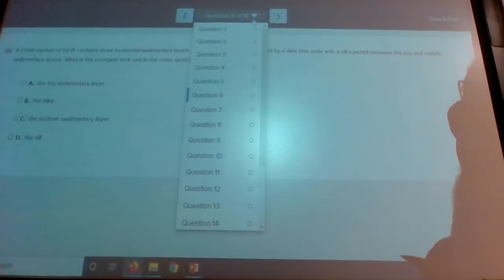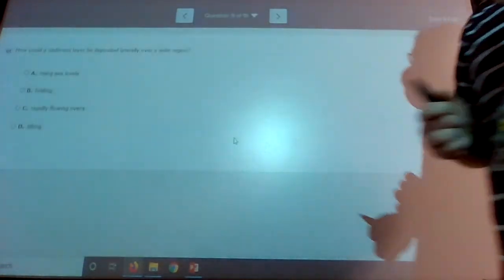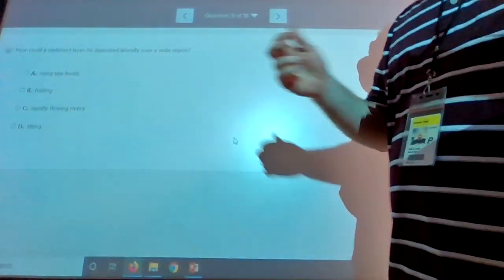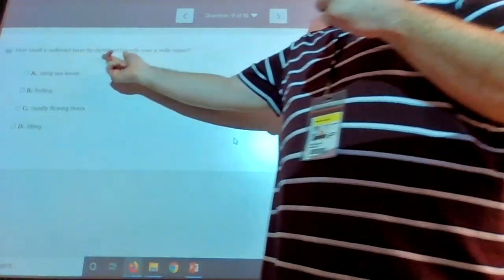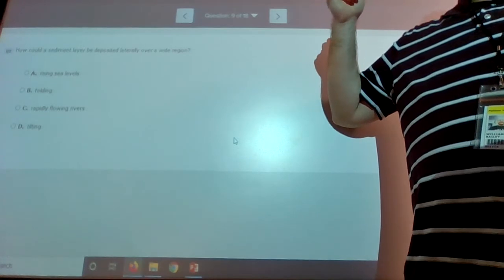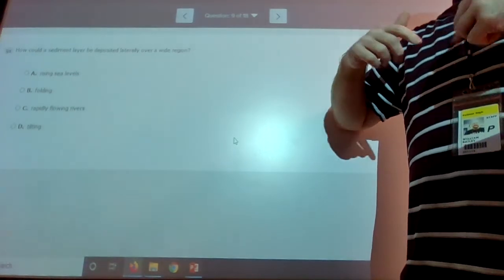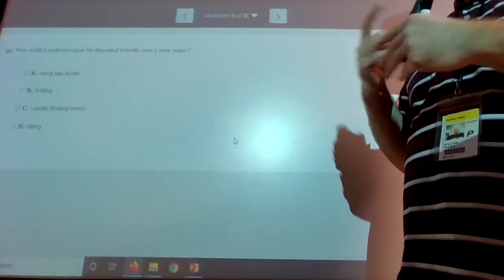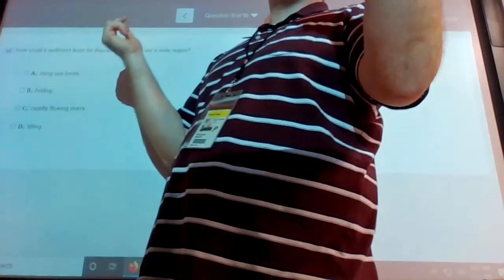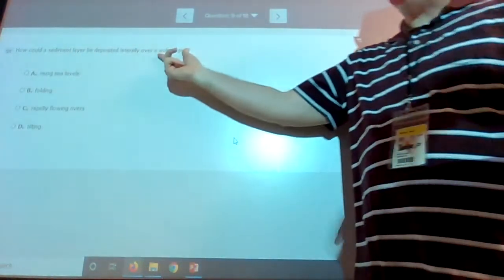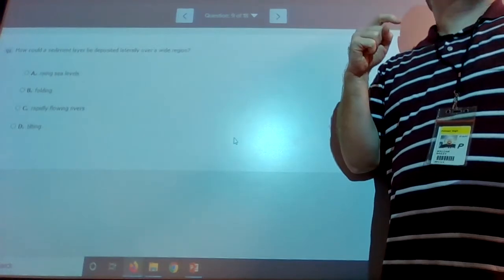What's next? Number 9. I think we're still in the relative dating section. How could a sedimentary layer be deposited laterally over a wide region? I kind of know this because I'm more familiar with it, but I looked back through the reading and couldn't find where they hinted at this or specifically told you. So does anybody have a guess? How are you going to deposit a sedimentary layer over a very wide area? Yeah, your sea level rise.